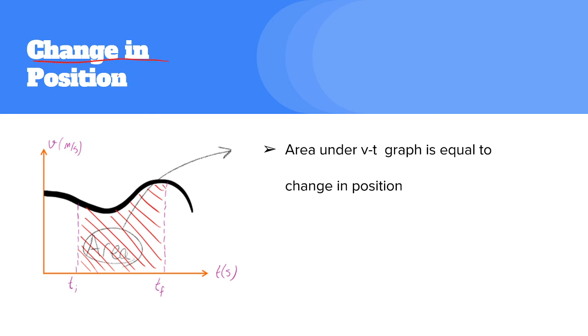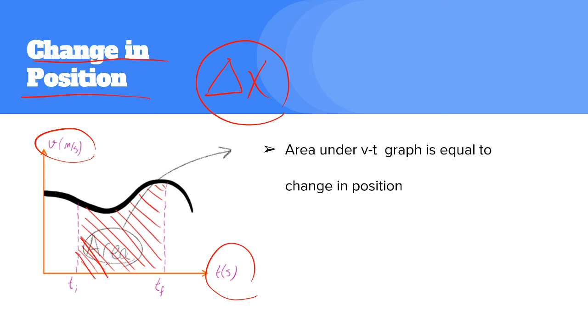So change in position, which is delta x. If you would like to get the delta x, there's another way. If you have a velocity time graph, and if you have the area of that, then you can figure out the displacement in between those two time frames if you get the area under that.